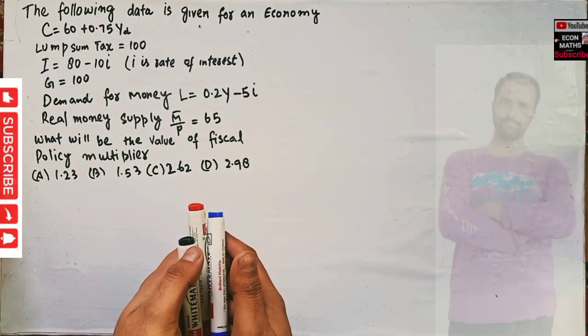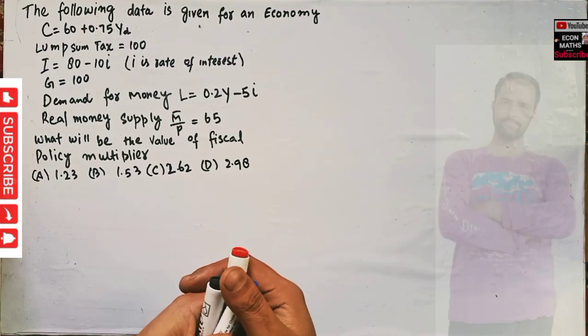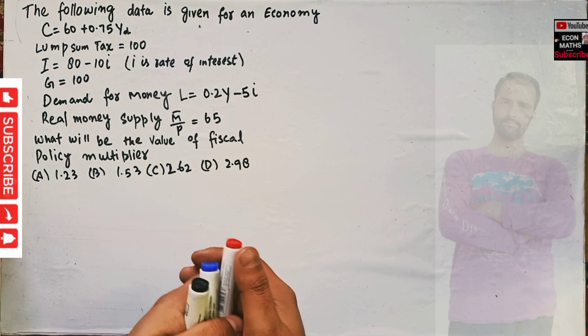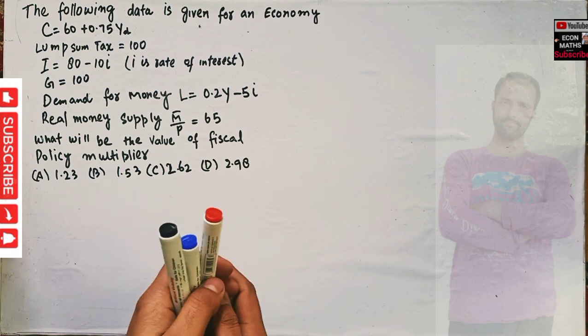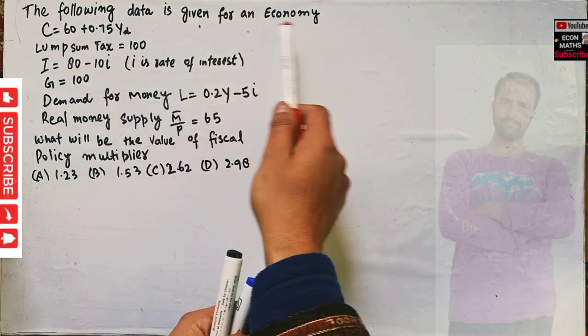In this video, we will try to learn how to find the fiscal policy multiplier from the given national income data and the money supply. The question is like this. The following data is given for an economy.